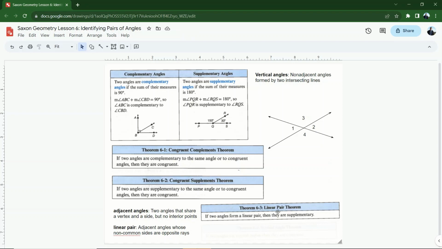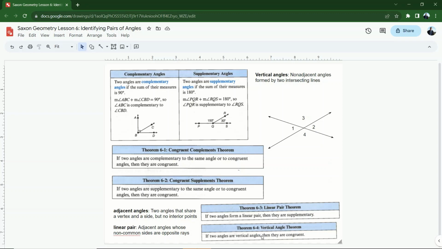Our linear pair theorem states that if two angles form a linear pair, they're supplementary. That one is self-evident because a linear pair makes a 180-degree angle. So if you have two angles that add up to 180 degrees, that's the definition of supplementary angles, right? And what about our vertical angles? Well, the vertical angle theorem states that if two angles are vertical angles, they are congruent. So it means that angle 1 is congruent to angle 2 up above, and angle 3 is congruent to angle 4.